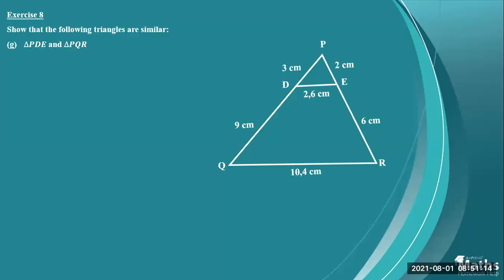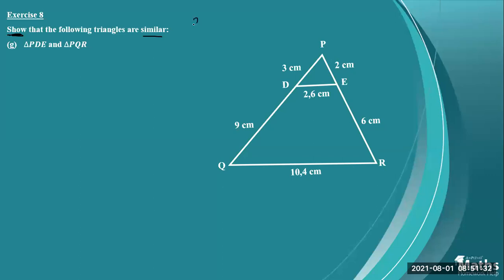So if you look at this one, this question says that we must show, so it means you must prove, that the following triangles are similar. So what does similar mean? Similar means that the sides will be in equal ratio.